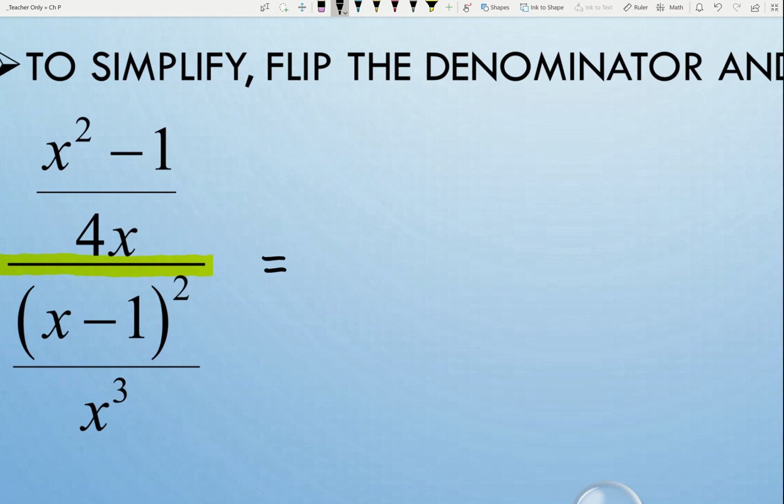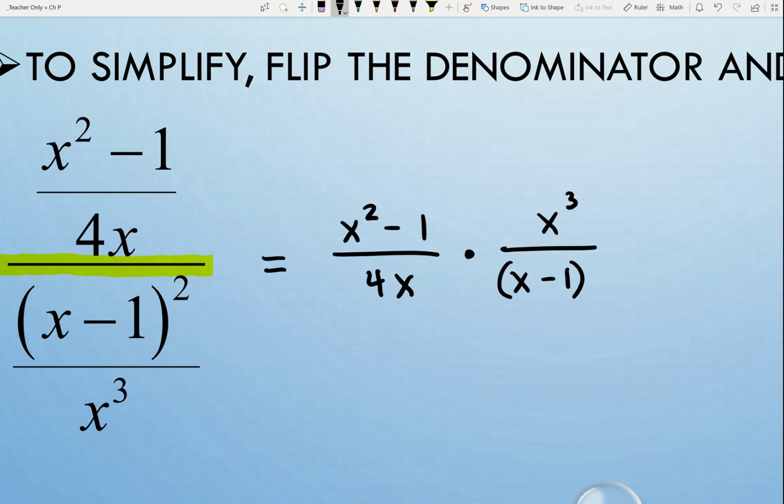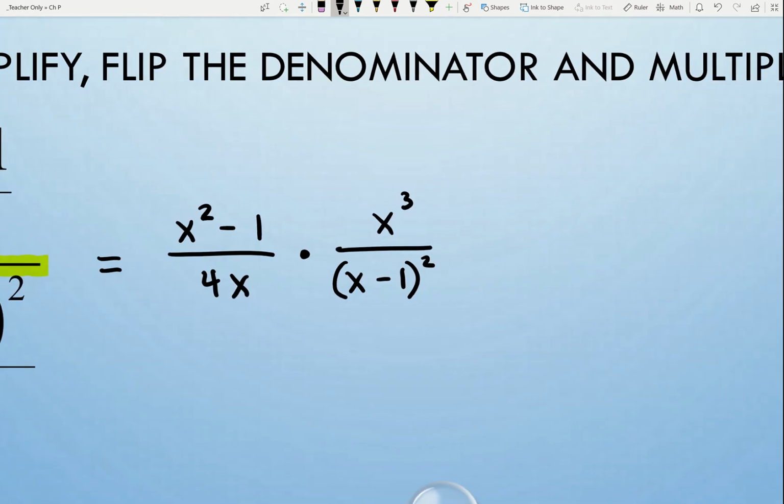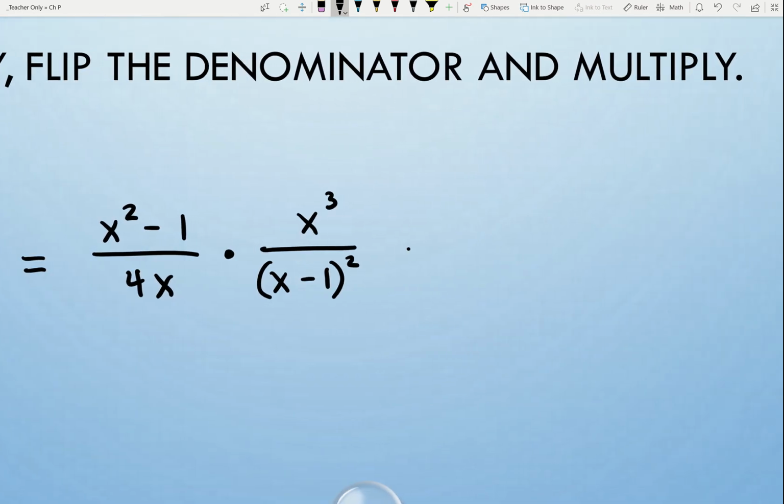So I'm going to go ahead and take that top rational expression, that x squared minus 1 all over 4x, and I'm going to convert that yellow fraction bar there to multiplication, as long as we do it by the reciprocal. So we're going to flip that bottom rational expression upside down. We're going to have x cubed over x minus 1 quantity squared. And so now what we want to do to simplify the rest of this is factor everything and then see what cancels, and then we'll write the rest.